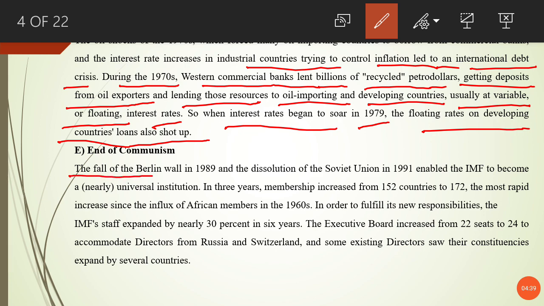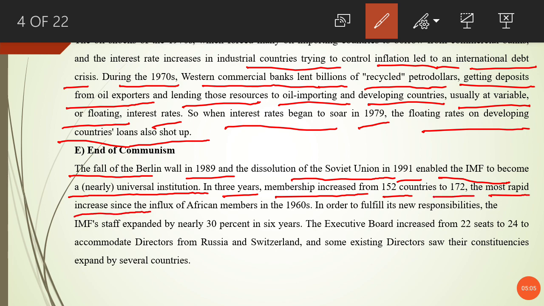E. End of communism. The fall of the Berlin Wall in 1989 and the dissolution of the Soviet Union in 1991 enabled the International Monetary Fund to become a nearly universal institution. In 3 years, membership increased from 152 countries to 172, the most rapid increase since the influx of African members in the 1960s.